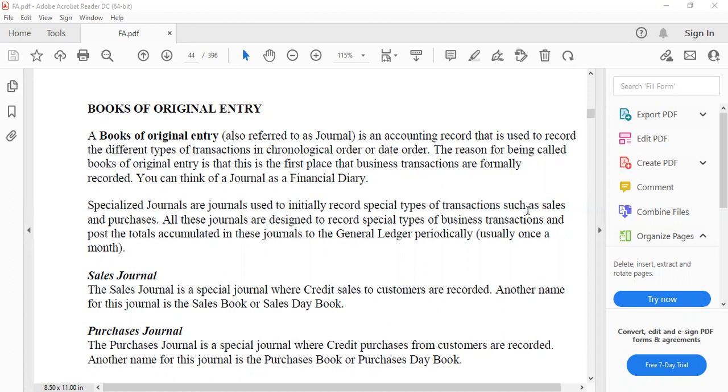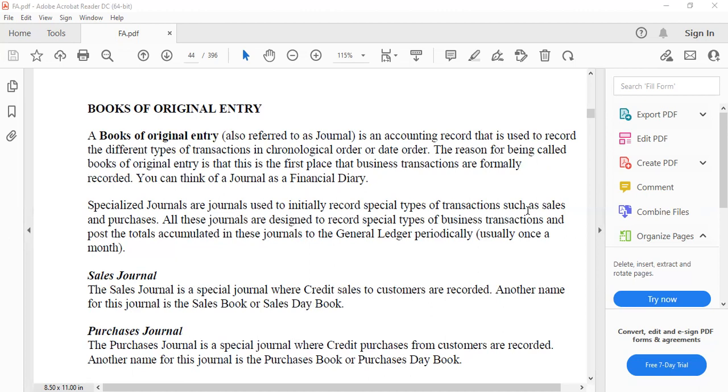Now, what are books of original entry? It is an accounting record that is used to record the different types of transactions in chronological order or in date order. That means transactions are recorded as they occur, not in arrears. The reason for being called books of original entry is that this is the first place that business transactions are formally recorded.